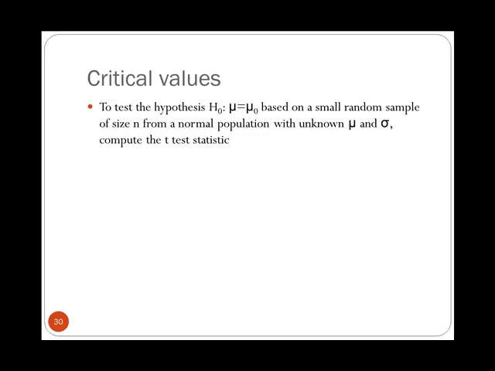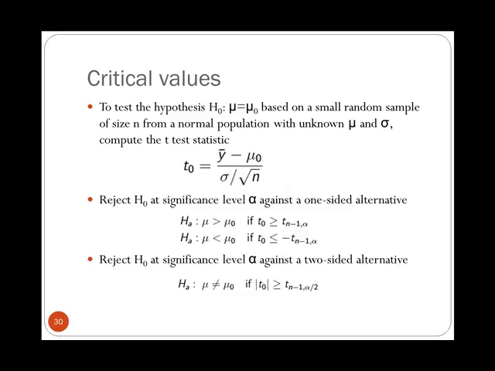To test the hypothesis mu is equal to mu0 based on a small random sample of size little n from a normal population with unknown mu and sigma, we need to use a t-test statistic. We will reject H0 at significance level alpha against a one-sided alternative if t sub 0 is greater than or equal to t sub n minus 1, alpha, for an upper tail test.